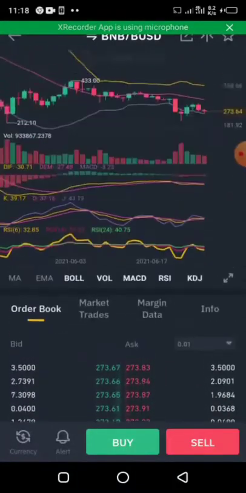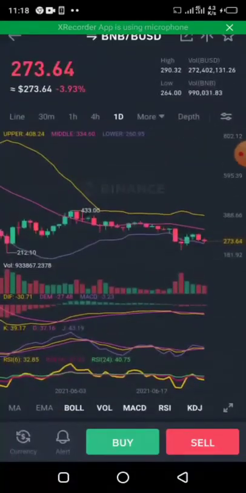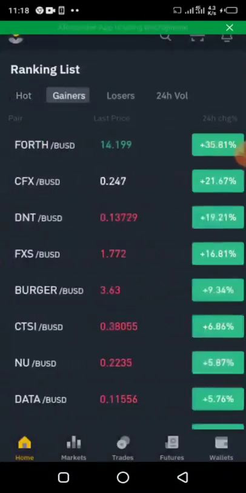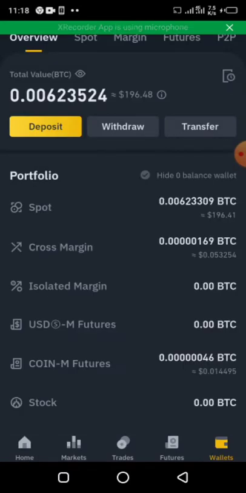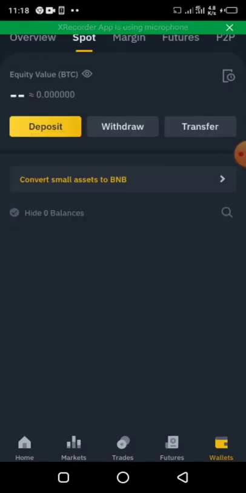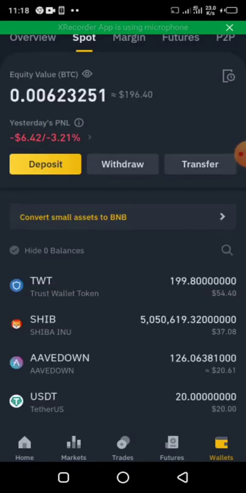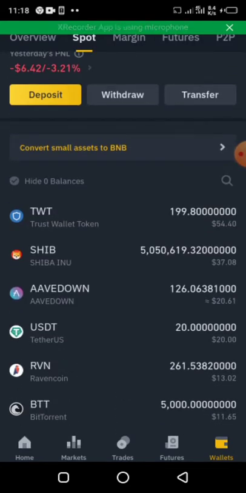This is my account. So I click on wallet. You can see this is my spot wallet. If I click on this spot wallet, you will see my coins, and you see that presently in my spot wallet I have 20 USDT there. So I'm transferring this 20 USDT from this spot wallet to my futures wallet.